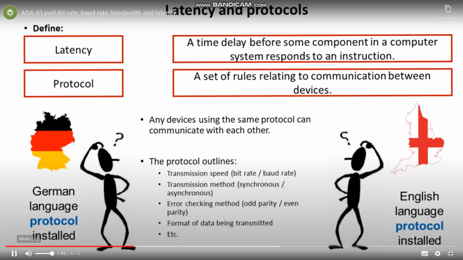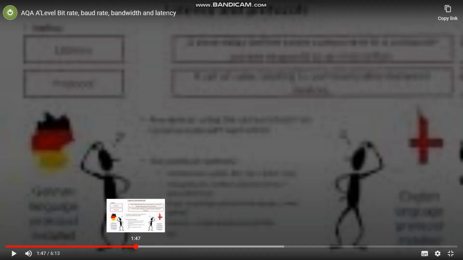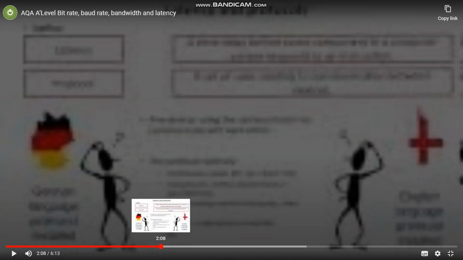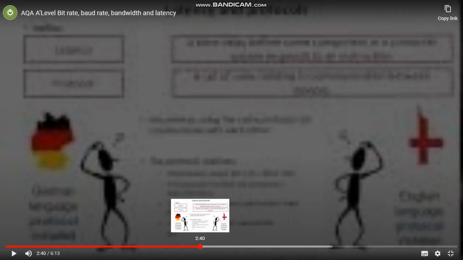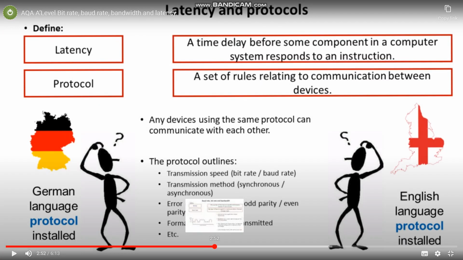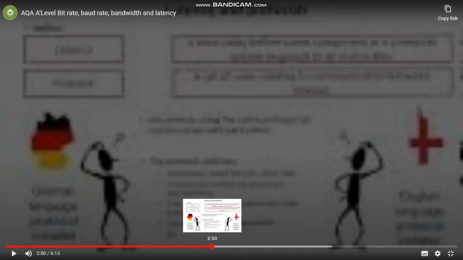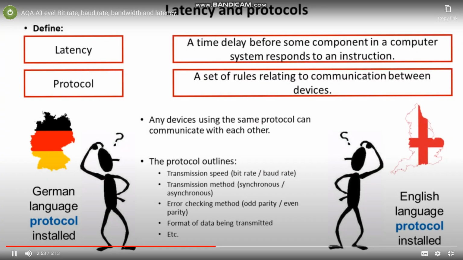Okay, so first of all, we're just going to go forward through protocol and get on to bit rate and baud rate, because I'm sure you all know about protocols. Okay, so let's have a look at the slide here.